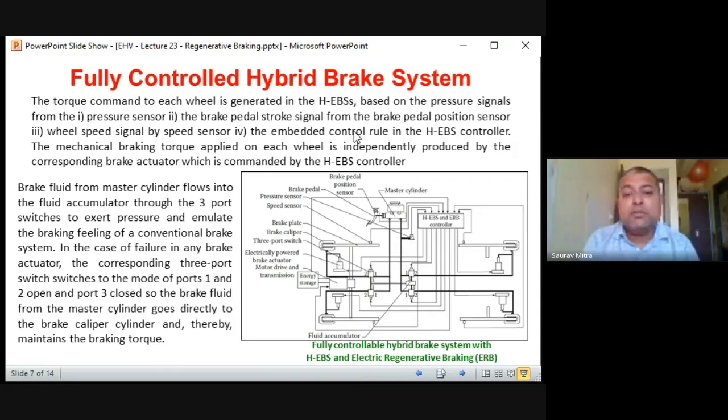Number two, the brake pedal stroke signal from the brake pedal position sensor. So how much pressure is given on the brake pedal is sensed. Number three is the wheel speed signal from the speed sensor. So what is the speed of the wheel? Because how much brake pressure has to be applied depends on the present speed of the wheel. If the car is going very slow, maybe we need a small amount of brake pressure, but when the car is at high speed, to decelerate it we might require a higher amount of brake pressure. And number four is the embedded control rule in the HEBS controller.